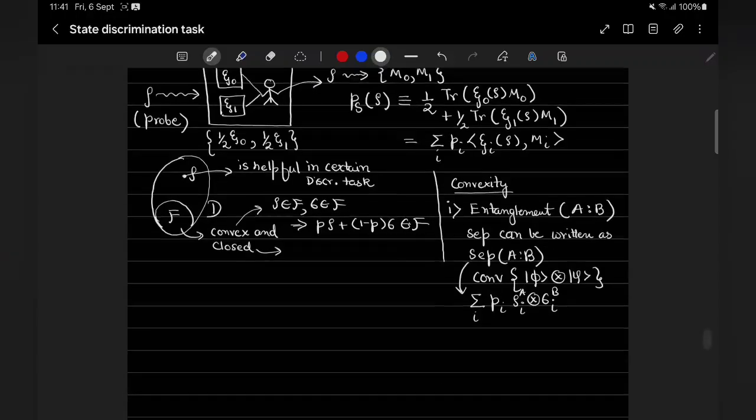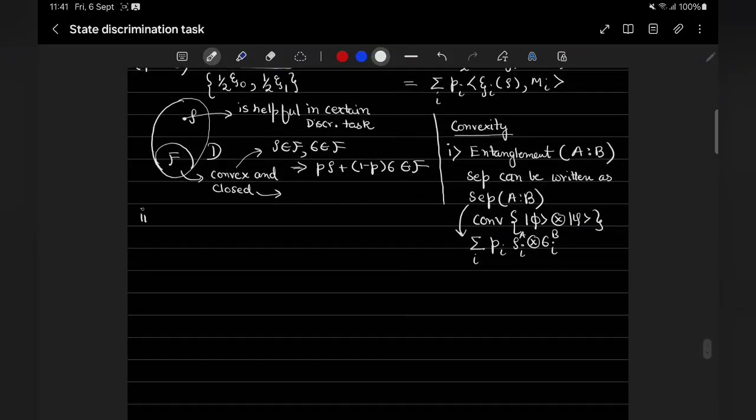The second scenario where convexity plays an important role is when we talk about the theory of asymmetry.